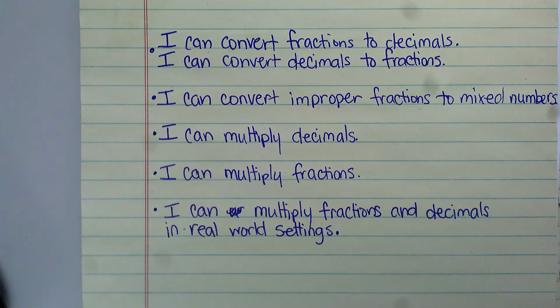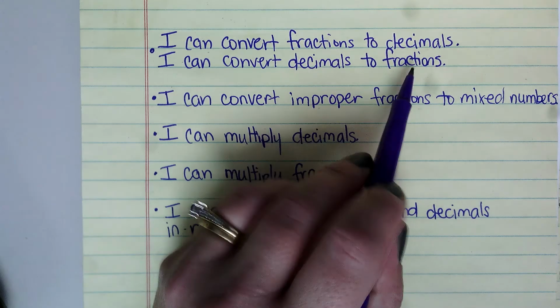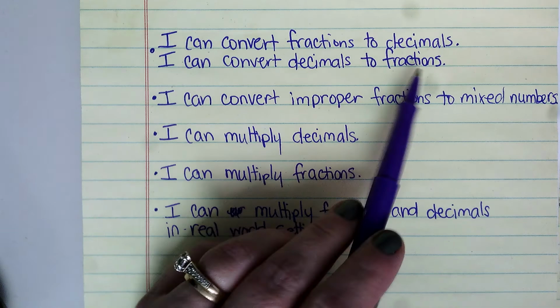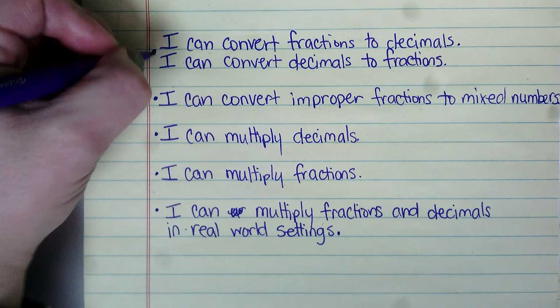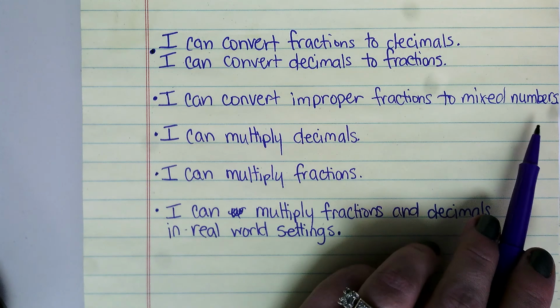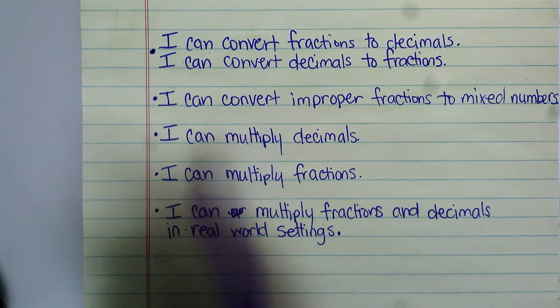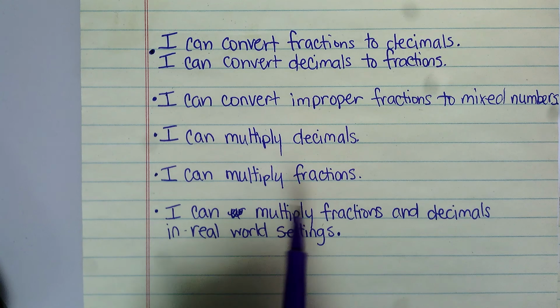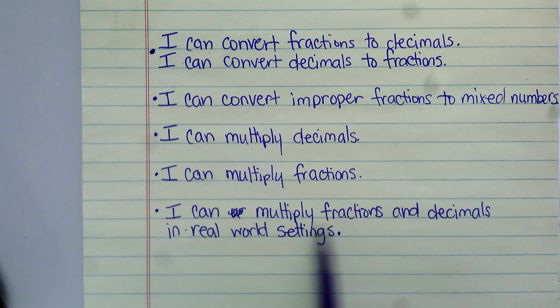Good morning, folks. We are going to discuss today, I've got the learning targets out for you. We're going to start discussing today: I can convert fractions to decimals and also decimals to fractions. So that's kind of like one learning target together. Okay, I can convert improper fractions to mixed numbers. I can multiply decimals, I can multiply fractions, and I can multiply fractions and decimals in real world settings.